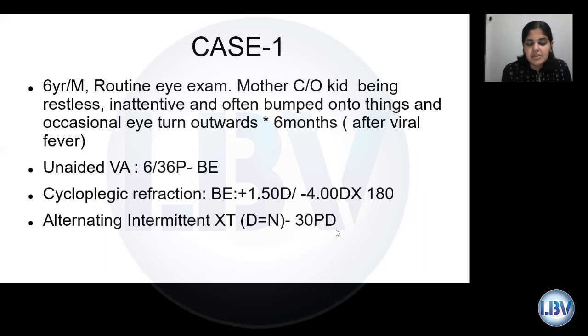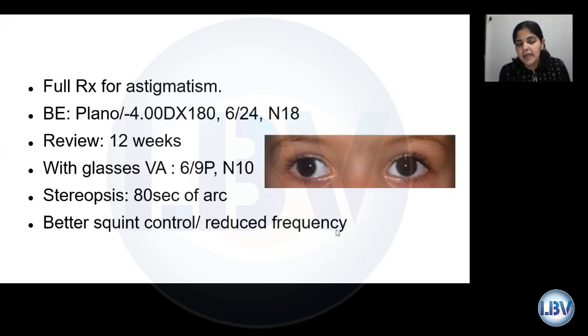On examination, his unaided visual acuity was 6/36 partial in both eyes. The refraction was about -4 diopter cylinder in both eyes. On cover test, it was found that the kid is having intermittent exotropia, about 30 prism diopter, which was equal for both distance and near. As a part of the management, the other examinations were also done for this kid, and the retina and the rest of the ocular examination was normal.